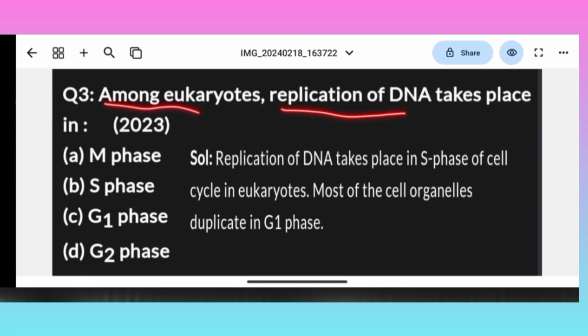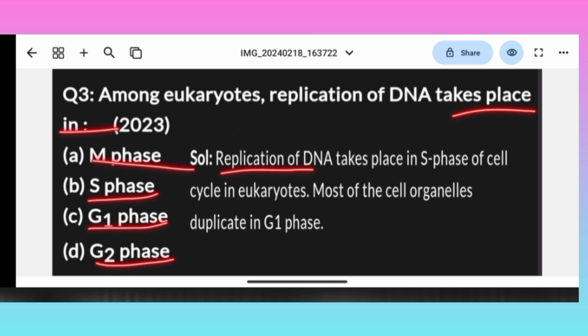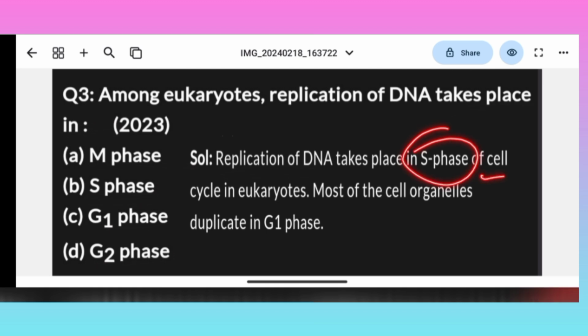Among eukaryotes, replication of DNA takes place in M phase, S phase, G1 phase, G2 phase. Replication of DNA takes place in S phase of the cell cycle. Option B, S phase, is the correct answer.